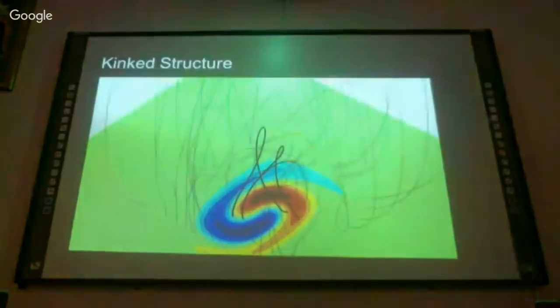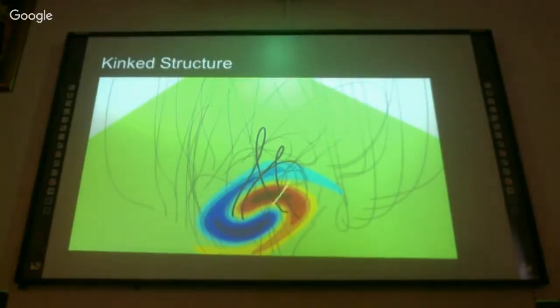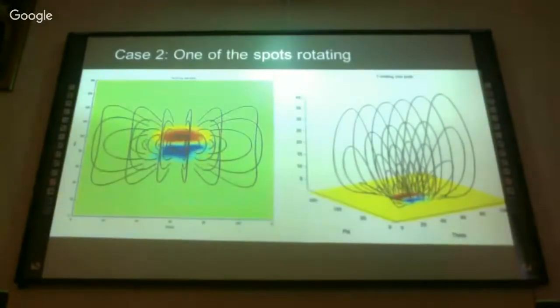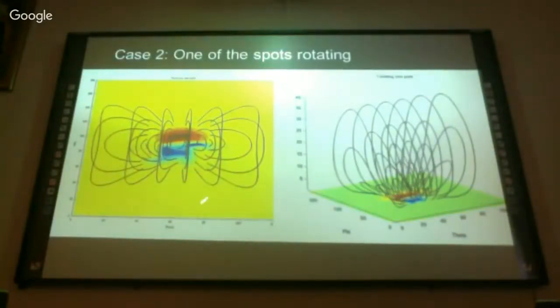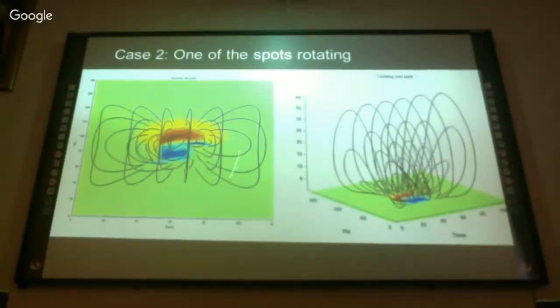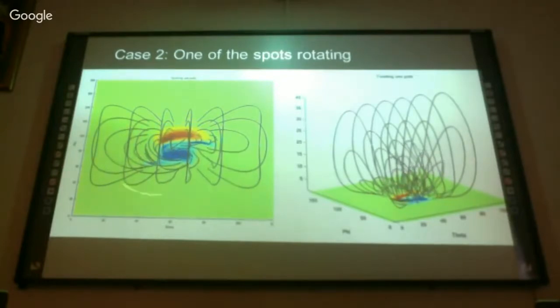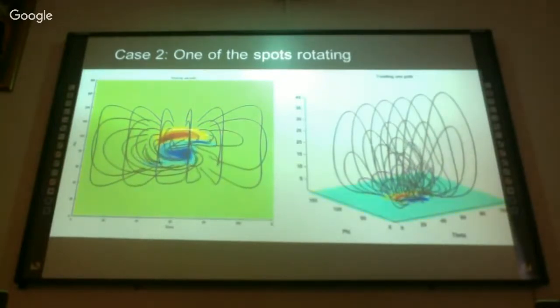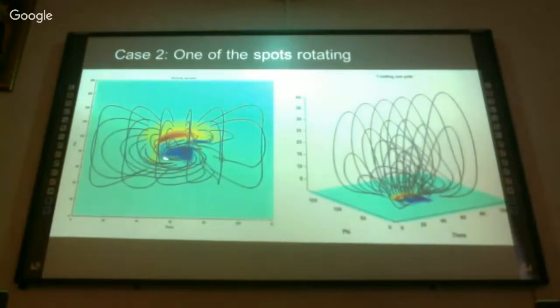This is a snapshot that has been taken at an intermediate time state, which shows the formation of kinked structures. Such structures are seen in observation as well. So this is case 2, where you have just one spot which is rotating. The blue spot here, which represents negative polarity, is rotating, and the red one is not rotating.